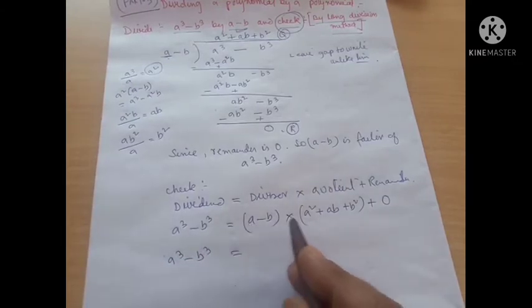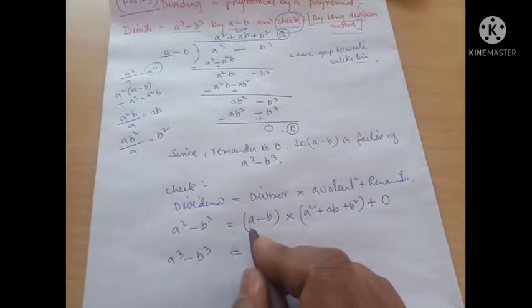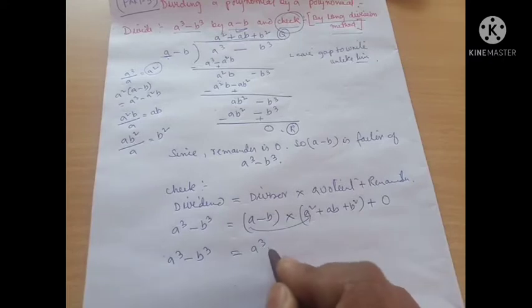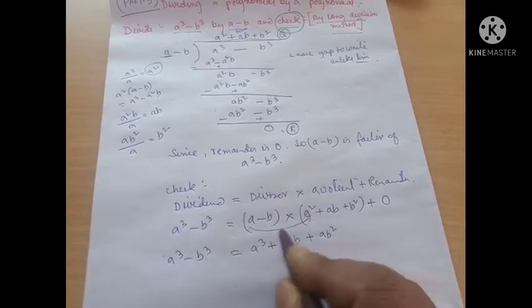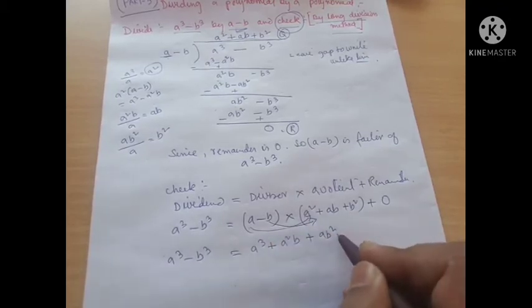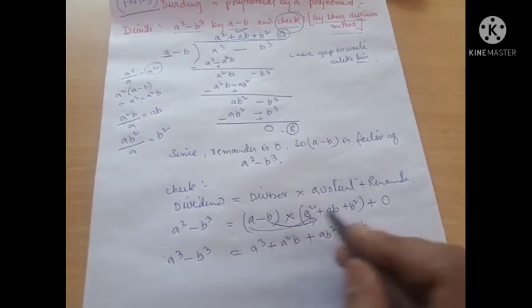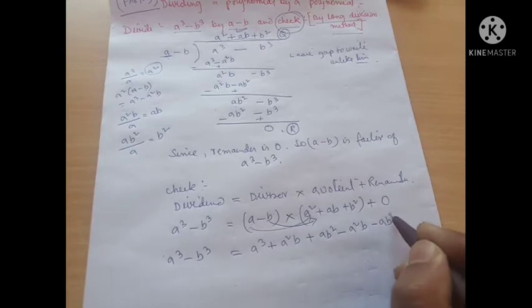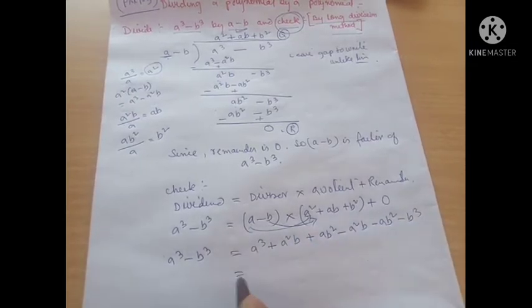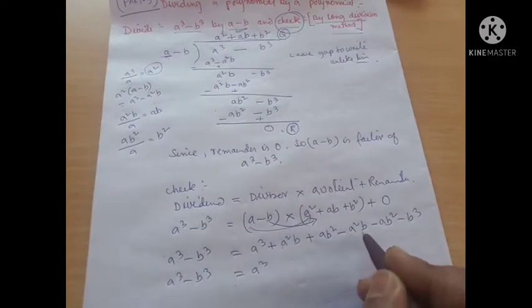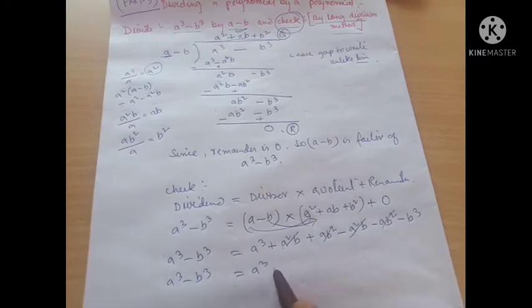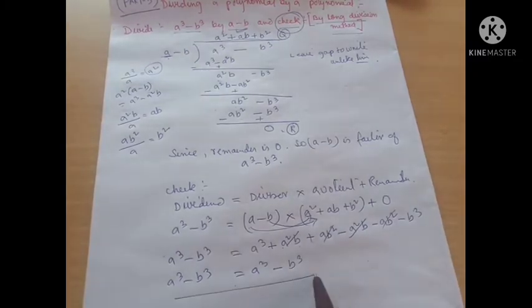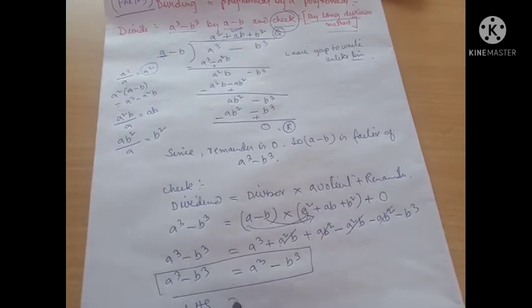So here, if you multiply with A square, and A will multiply here, A cube plus A square B plus AB square. Now again, by B: minus A square B again, minus AB square again, minus B cube. Here comes A cube. A square B minus A square B can be cancelled. Plus AB square minus AB square can be cancelled. So we'll get B cube. Then we can say that left hand side is equal to right hand side.